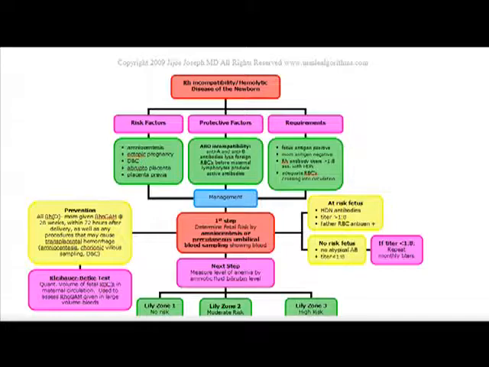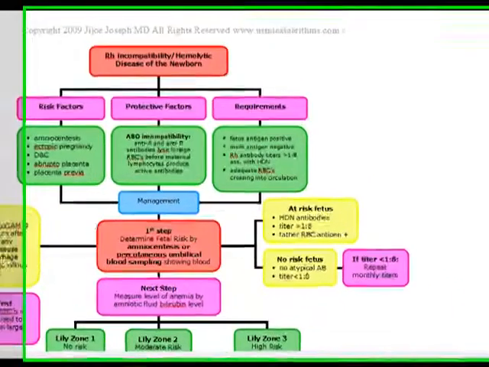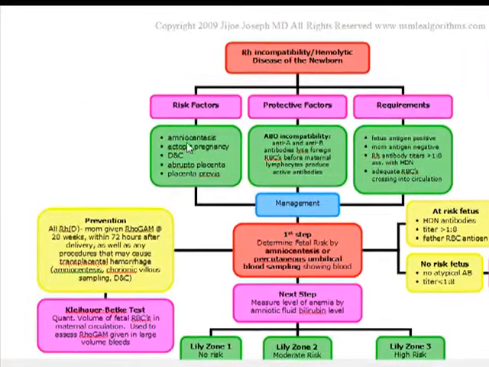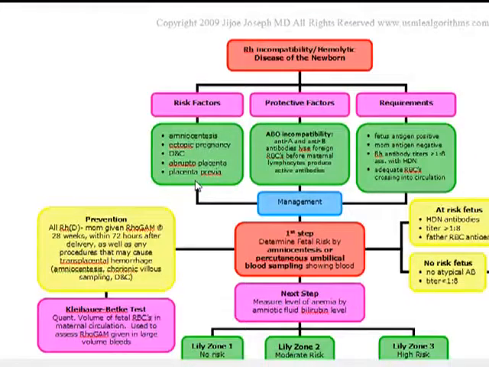Now, our risk factors for Rh incompatibility include amniocentesis, ectopic pregnancy, D&C, abruptio placenta, and placenta previa. This can happen when the woman is transfused with mismatched RBCs, or when the fetal RBCs enter the mother's circulation transplacentally at delivery.